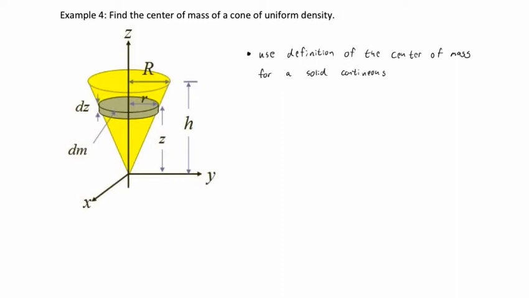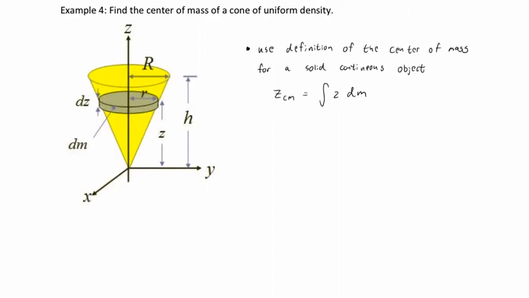All right, it need not have uniform density, but that does make our work easier in this problem. Solid continuous object. Okay, and what that's going to look like then is just z center of mass is going to be the integral of z dm, but of course we have the 1 over the total mass in the front. Over the total mass of the cone. All right, so I'll show here that the total mass of the cone is uppercase M.